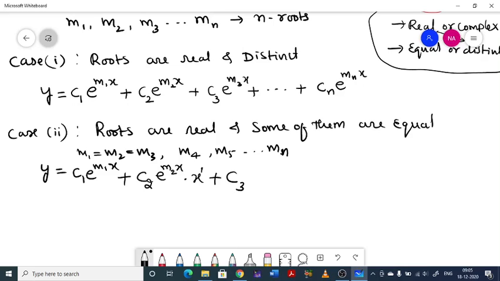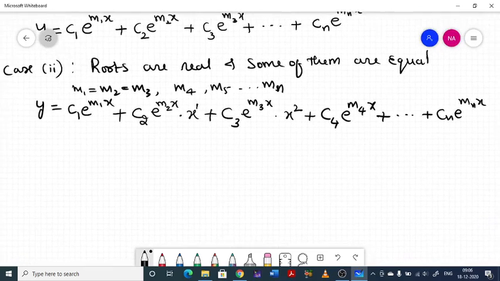So C3 e power m3x, whether you write m3 or m1, that's not a matter because they are equal, into x square. Plus, suppose m4 is a repetition of m1, then it will be the third repetition, so fourth constant into e power m4x into x cube to mention the third repetition. But here it is distinct, so it is not a repetition. So I have to write fourth constant e power m4x plus and so on, nth constant e power mnx. So that is about the real and equal case.